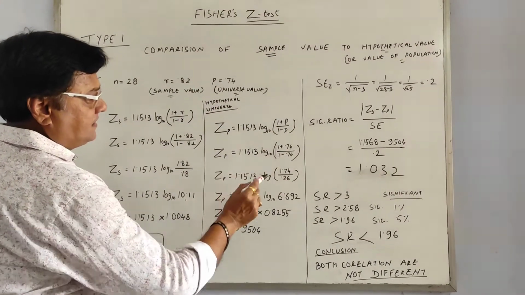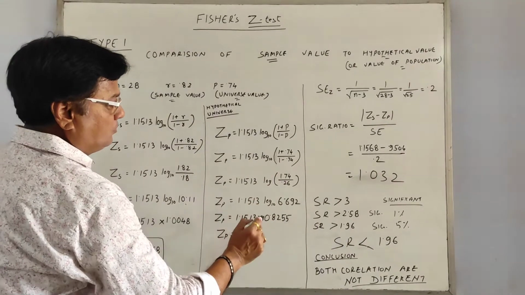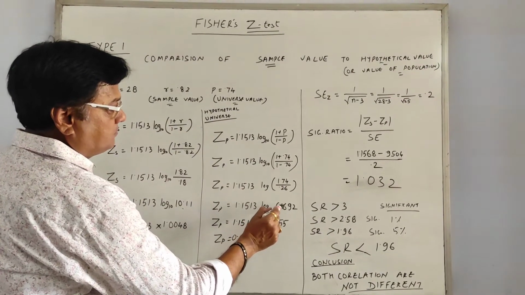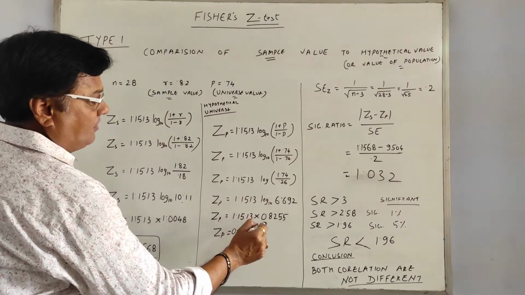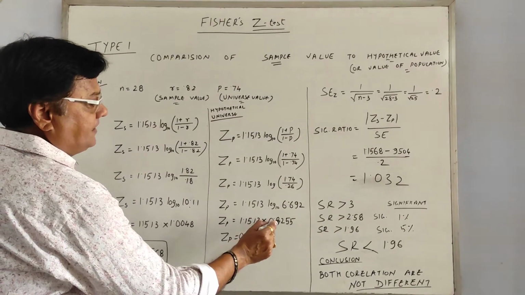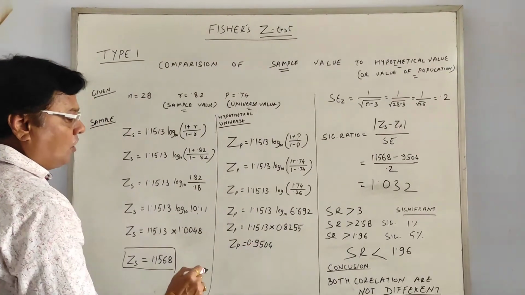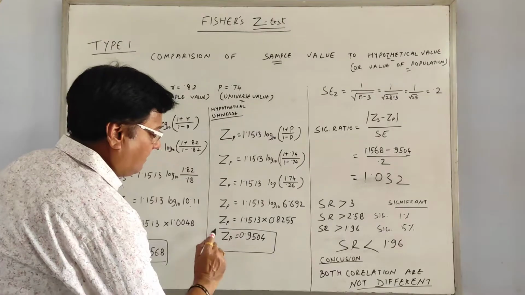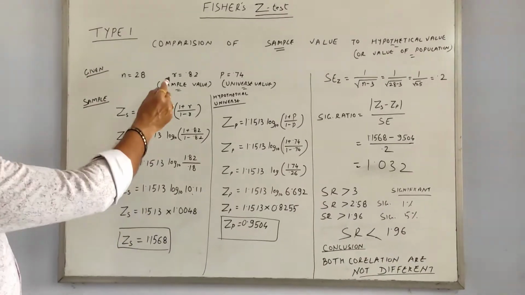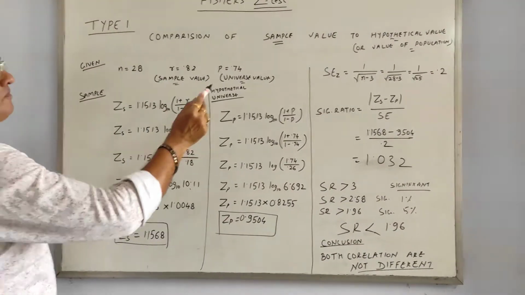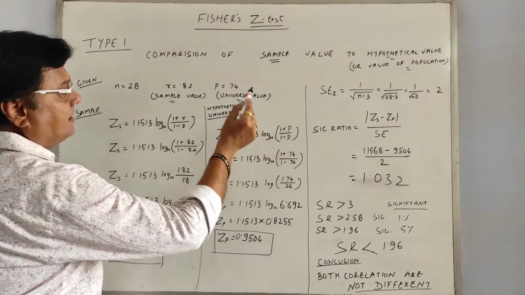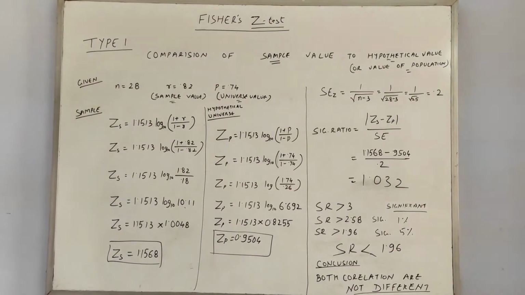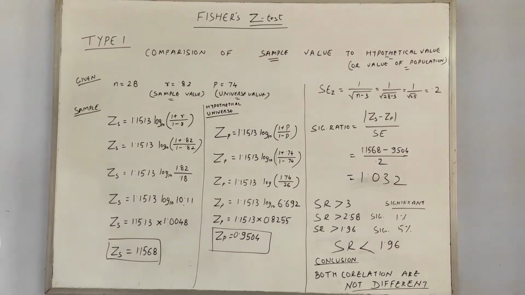The calculation has come to 1.74 by 0.26, so that is coming to 6.692. We have taken the log value of this, which comes to 0.8255 into this. All in all, these are the calculations after putting this r in the sample formula, and rho in the hypothetical universe formula. So that is one part of the question.